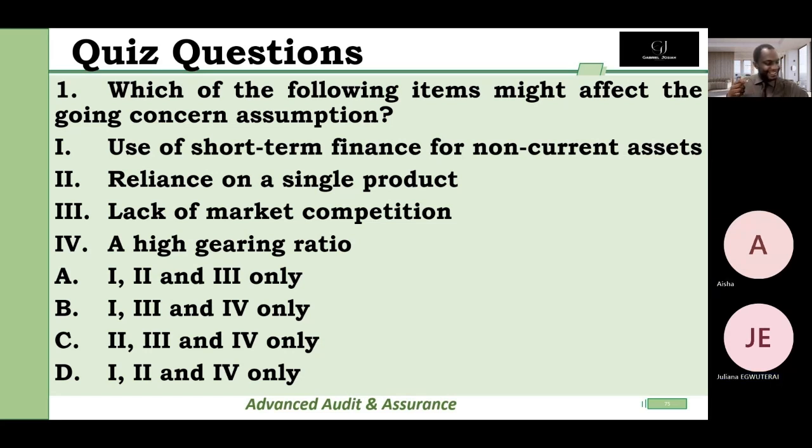So yes, I agree with what Judy said. I'll still go with C. That's good. I think it will be fine. Okay, 2, 3, and 4. You're going with C. All right, C. I'm happy that at least this is ICAN standard now. Nobody's answering very fast. Now we are talking. It affects. Yes, might affect the going concern assumption.